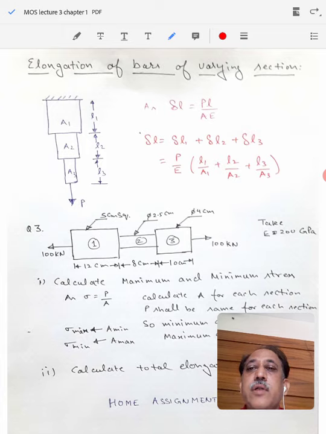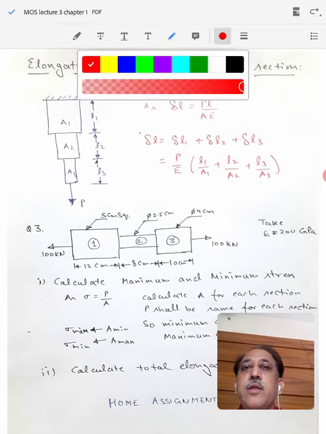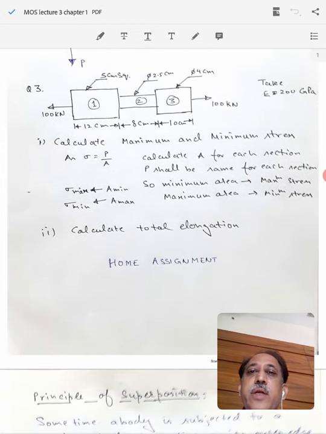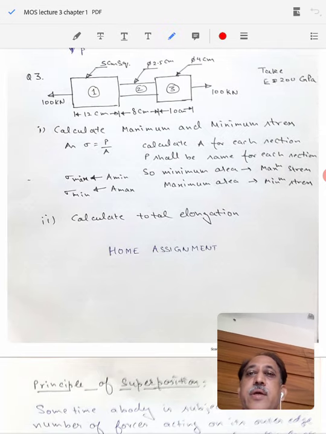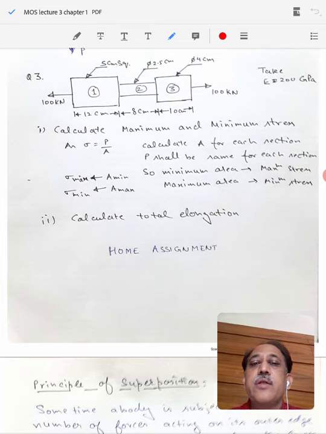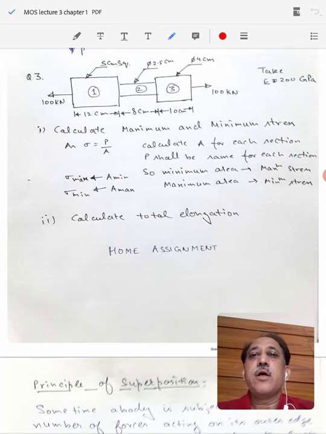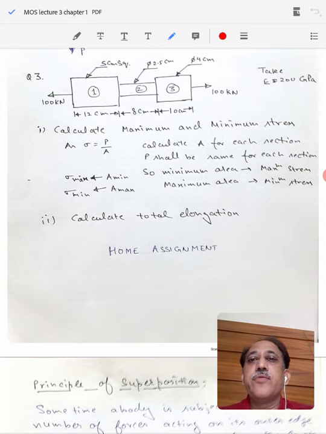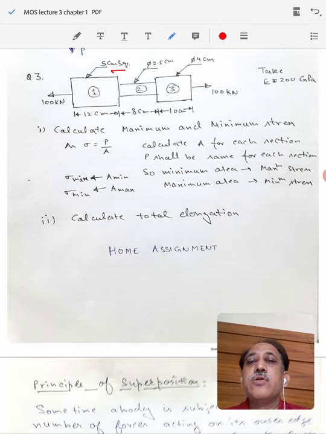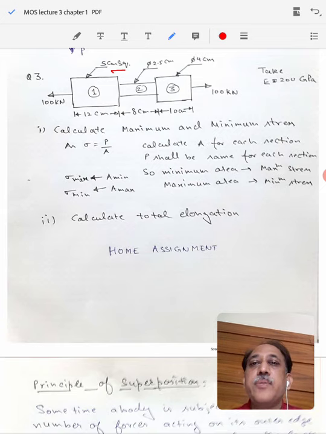Now let's do one numerical to understand this in a better way. Here we have a bar which is made up of steel. It has three sections, 1, 2 and 3, and the cross section dimensions of these bar sections are also given. You can see that the first section is a 5 centimeter square section. If you calculate the area, it will be 5 into 5, so that is 25 centimeter square cross section area because it is a square section.